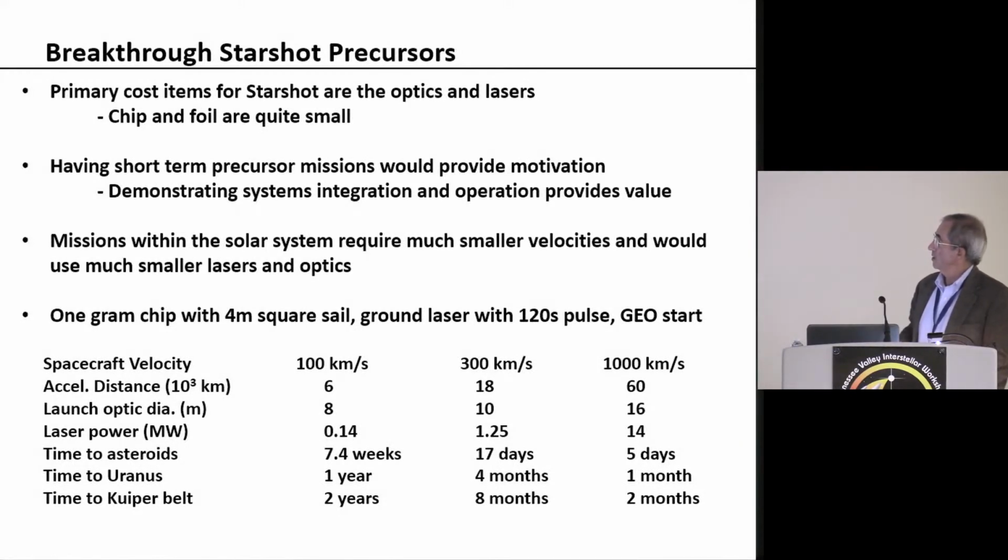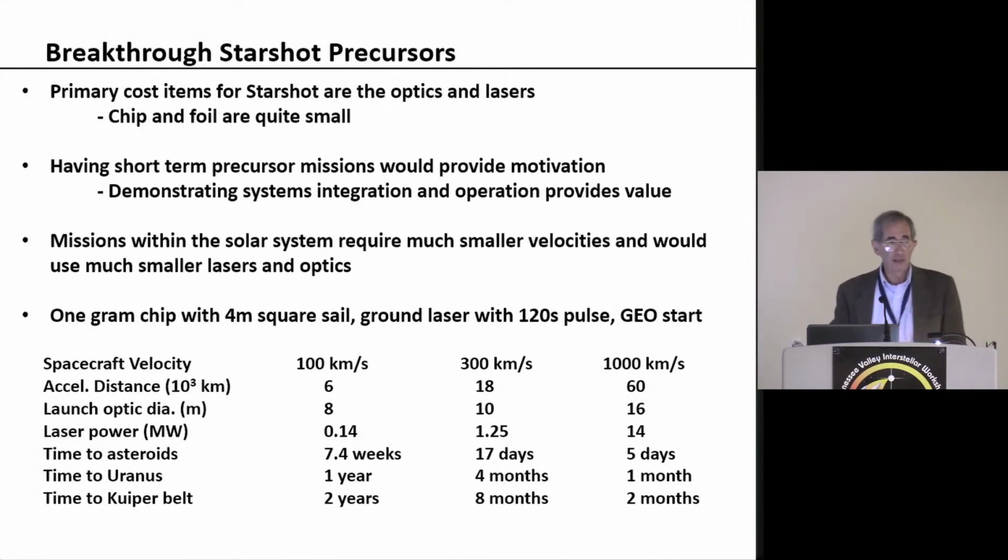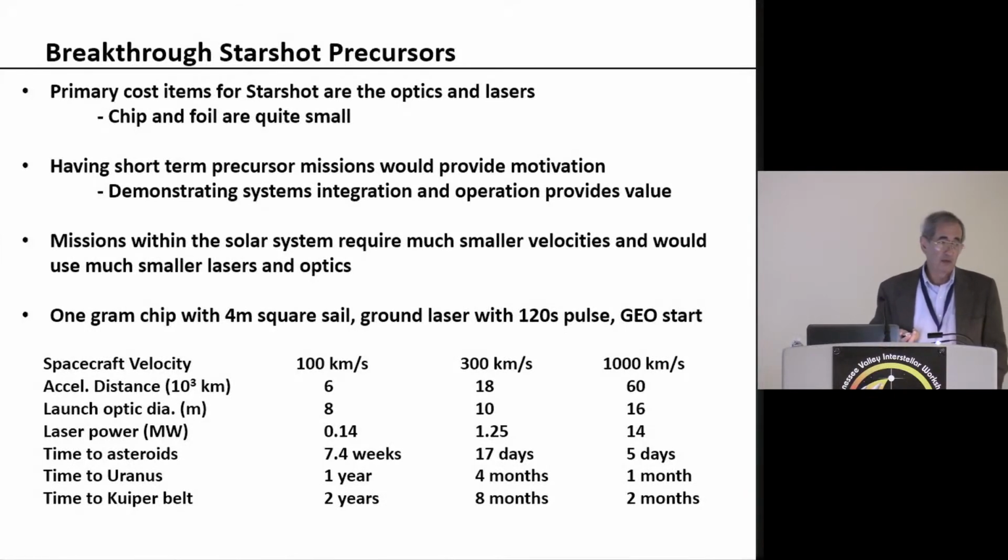The spacecraft is a 1 gram spacecraft. Clearly we can build that on the ground in the near future, and the foils are also quite small. But if you can have precursor missions that you can then use to motivate the long-term interstellar mission, and also get into demonstrating these systems to learn about integration and operation, this is going to be a tremendous benefit to that program. And of course, for missions within the solar system, the velocities are dramatically lower. So your laser costs and optics go down dramatically.